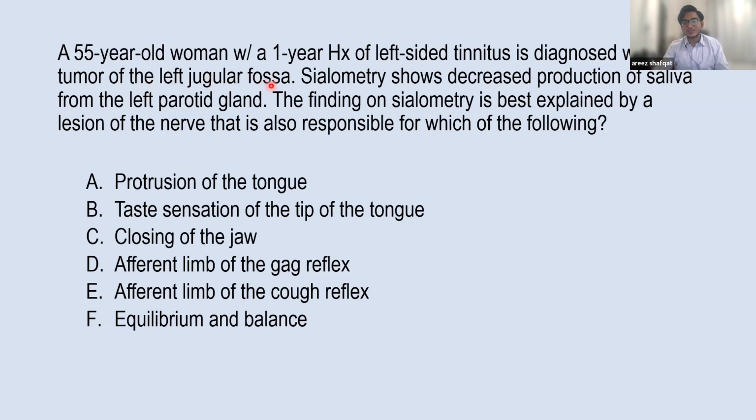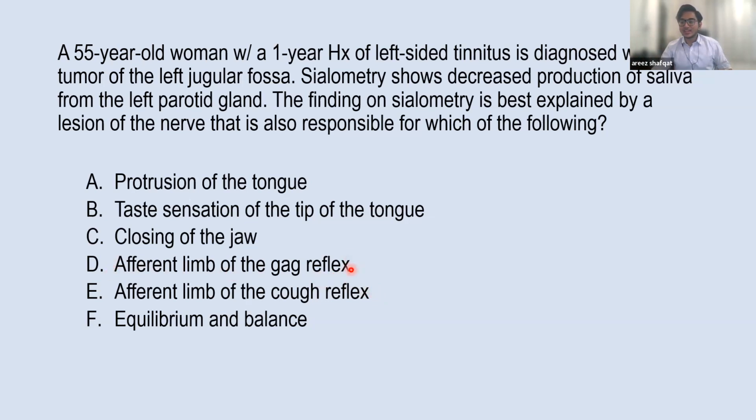So since this patient has the tumor of the left jugular fossa, this would compress nerves passing through the jugular foramen. So our only three options are 9, 10, and 11. So that rules out A, hypoglossal nerve, that doesn't pass through the jugular foramen. B, closing of the jaw is mandibular nerve, doesn't pass through the jugular foramen. All right. Equilibrium and balance is vestibulocochlear, doesn't pass through the jugular foramen. Taste sensation to the anterior two-thirds, the anterior tip of the tongue, is mediated by the facial nerve. That doesn't pass through the jugular foramen. Afferent limb of the cough reflex. The cough reflex is mediated by laryngeal nerves. So they obviously don't pass through the jugular foramen.